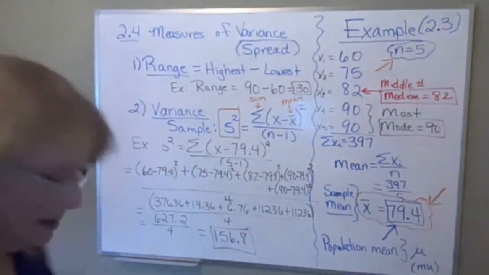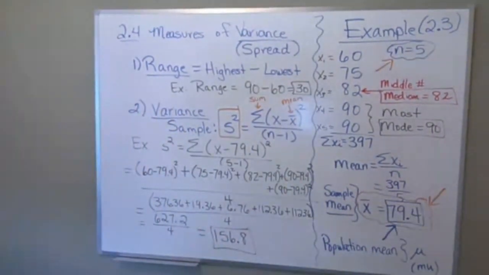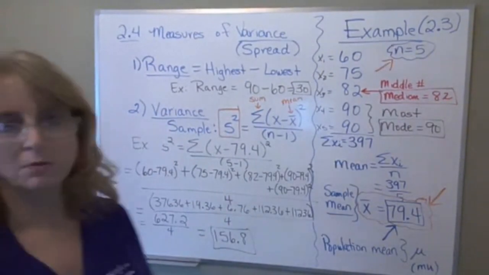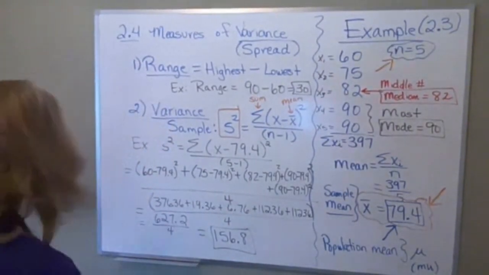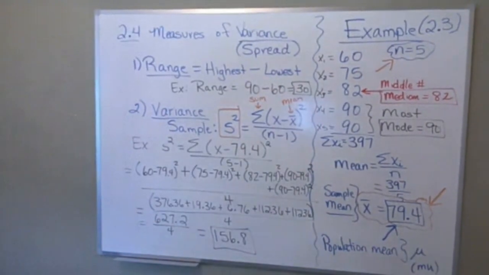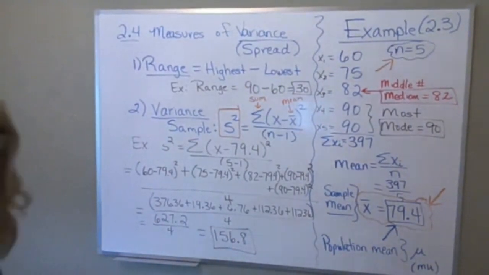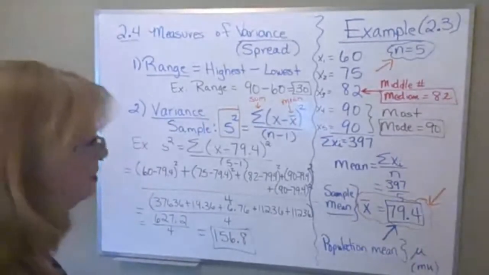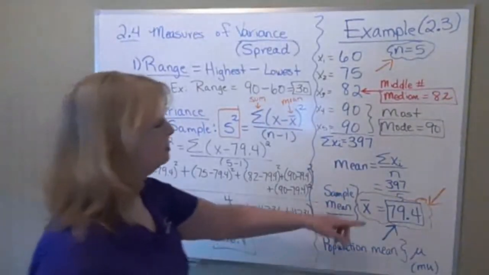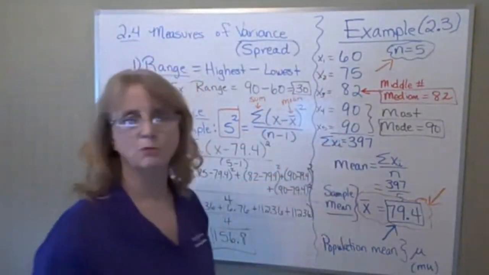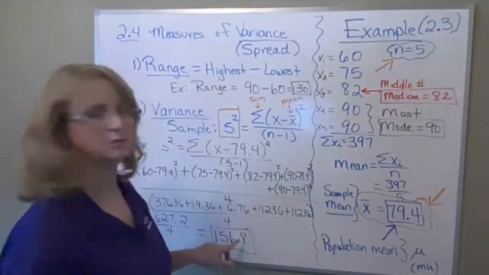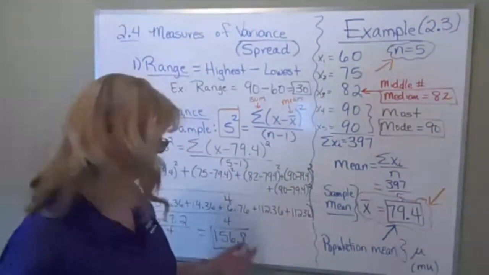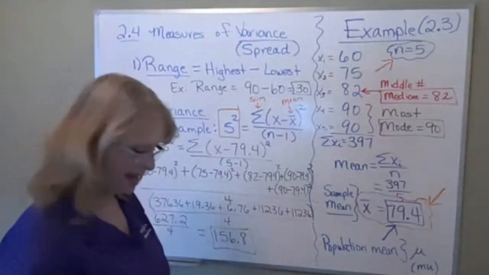Now, before we take the break, and we're going to finish up this section after the break, I'm going to point out the rounding rule for variance. The rounding rule for variance is the same as for mean. The rounding rule for the mean was to round one place past the data. Same rounding rule for the variance. So if this had come out to be 156.81, I would still call it 156.8.